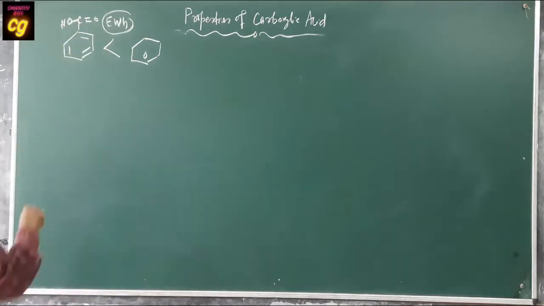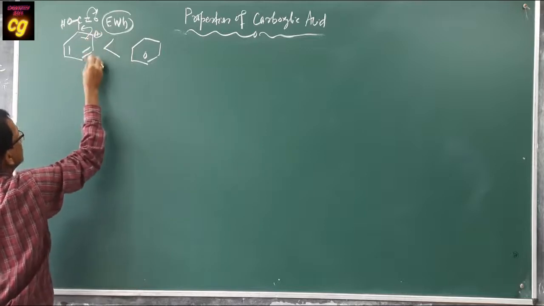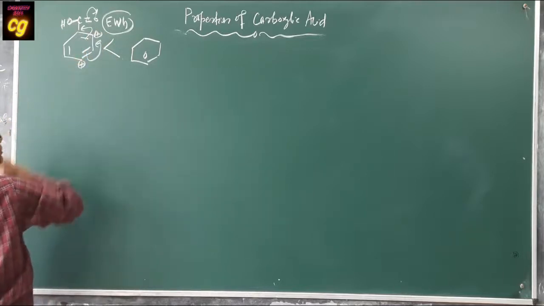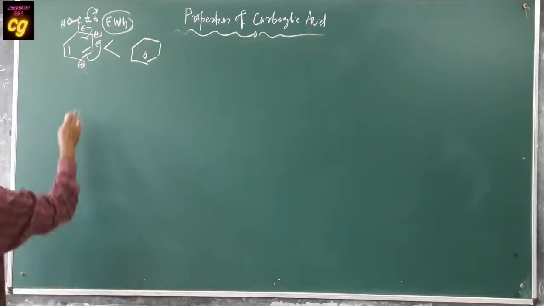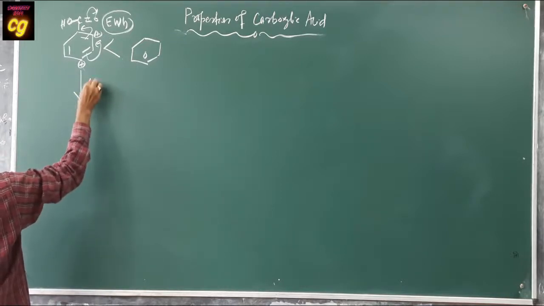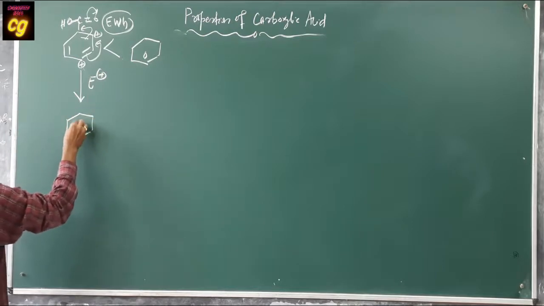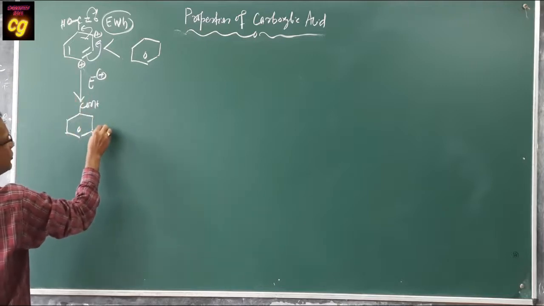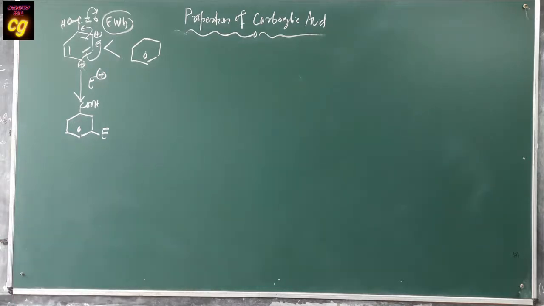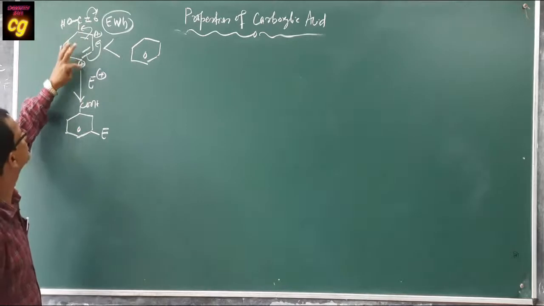So if you see the resonance, positive charge is produced here. Then in the next step positive charge here. So ortho and para positions get more positive charge. That's why any electrophile will attack at meta position. So generally benzoic acid and its derivatives give meta substituted products in electrophilic substitution reactions, mainly at meta position, because ortho and para positions get more positive charge due to resonance.